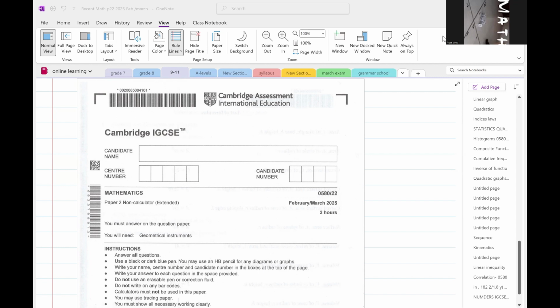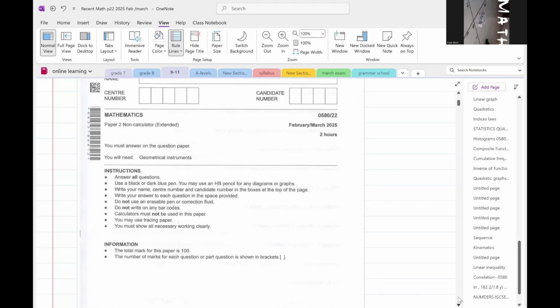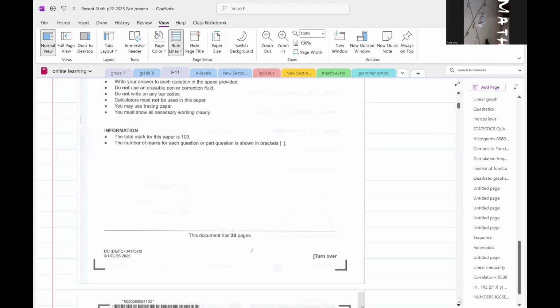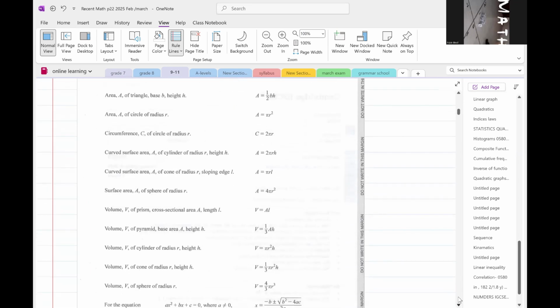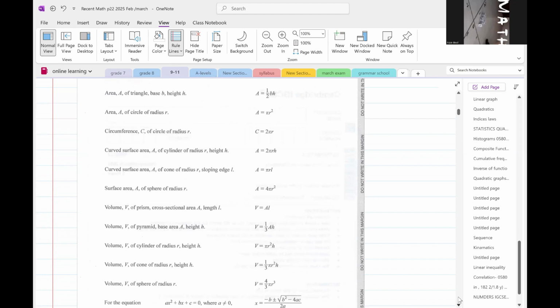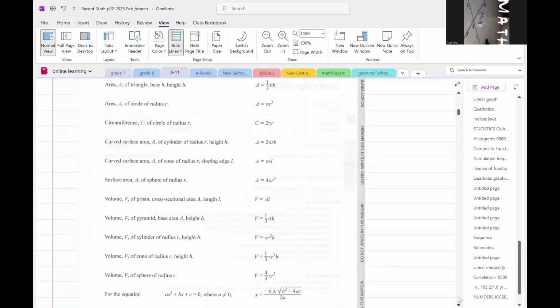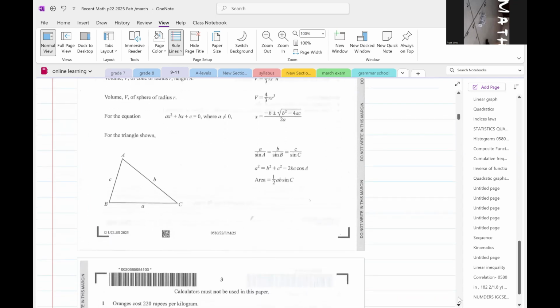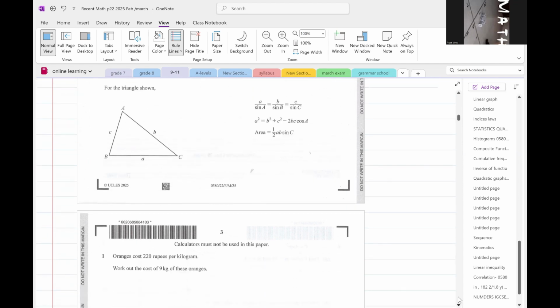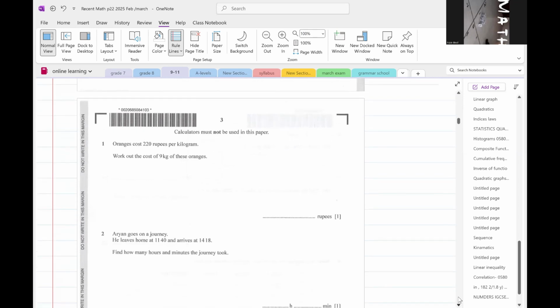As you all know, it's a 2-hour paper, and calculators are not allowed. You will be provided with tracing paper. After the first paper, you will see the list of formulas. Initially you get the area, surface area, and then the volume of different shapes. In the end, you get to see your trigonometric formulas. So let's quickly get started.